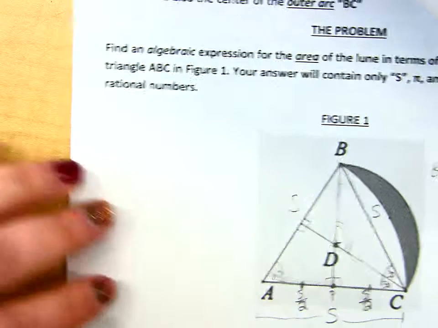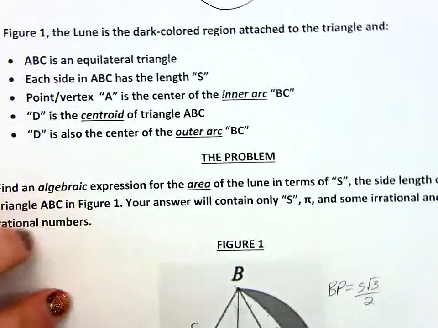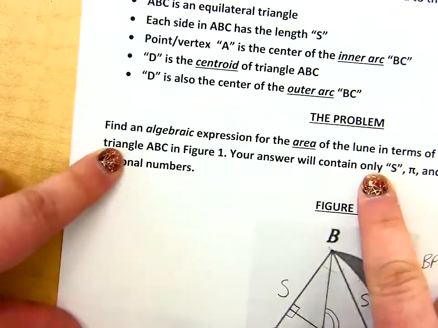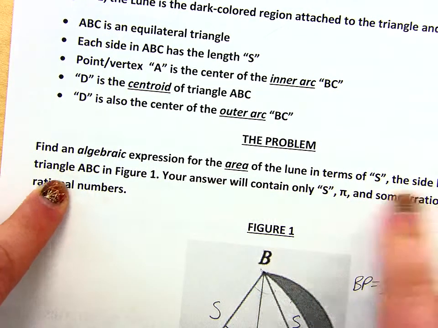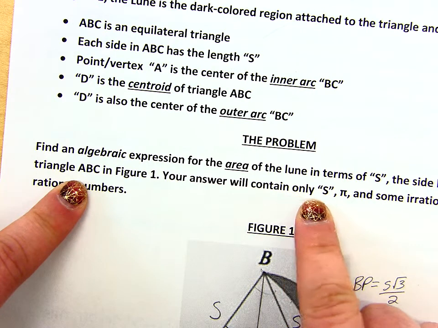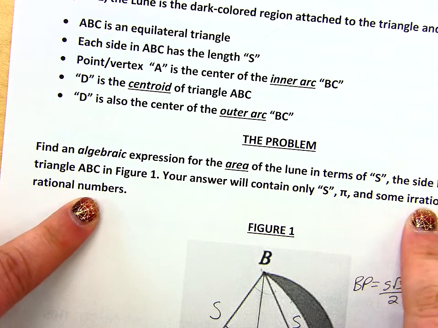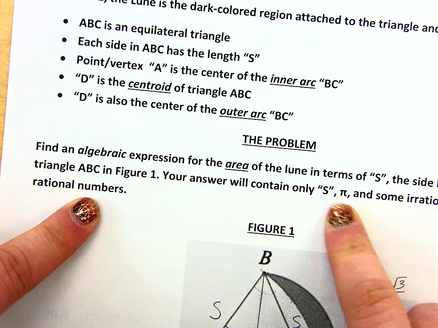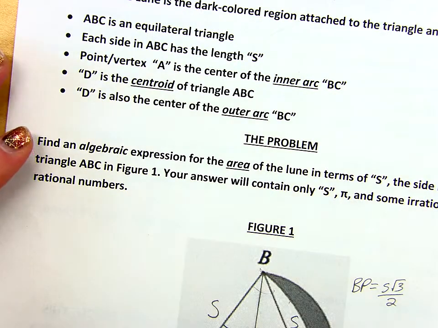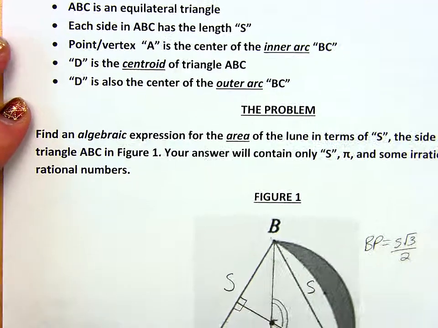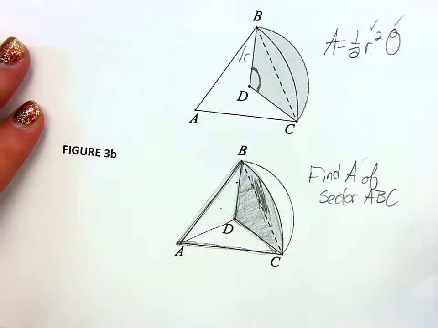Your final answer, and they even tell you on here, should include pi. It says: find an algebraic expression for the area of the lune in terms of S, the side length of the triangle. Your answer will only contain S, pi, and some irrational and rational numbers. So the only variable I should see is an S, and then there should be pi and then numbers. You have all the info to find it.